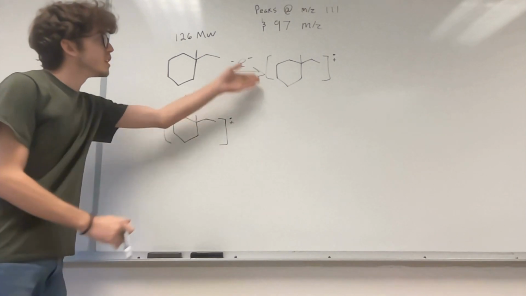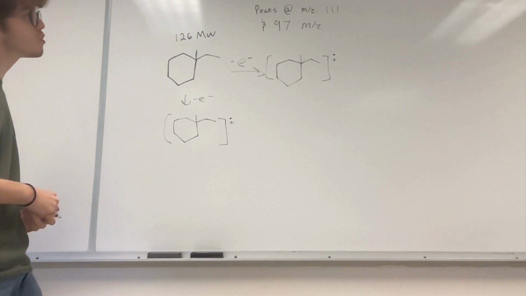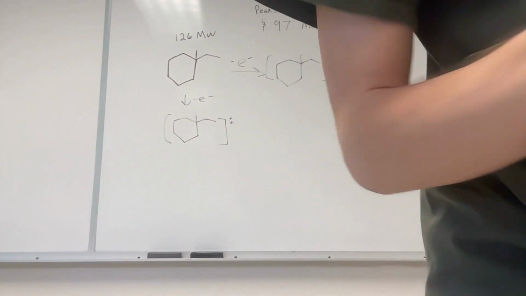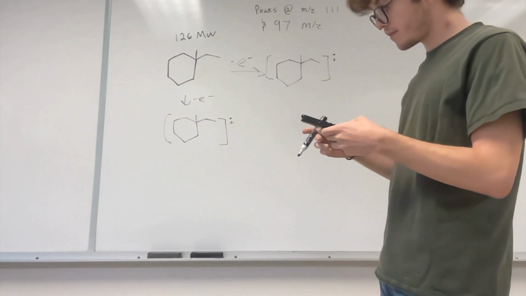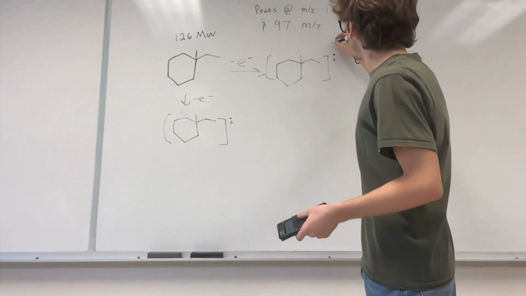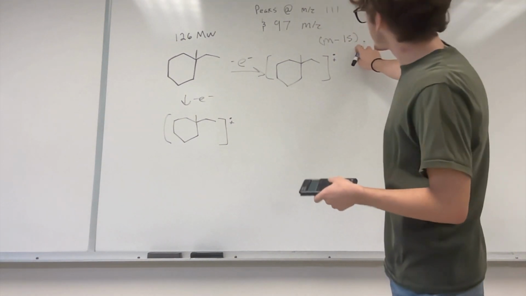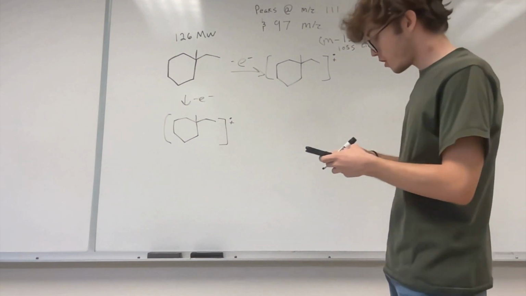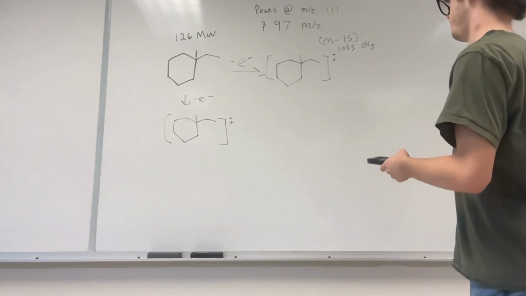Anywho, let's just draw one of them, because one's the loss of a methyl group, one's the loss of an ethyl. If we do some simple math here, 126 minus 111 gives us a difference, a loss of a methyl, M minus 15. That can also be expressed as loss of CH3, 12 coming from the carbon, the other 3 coming from the hydrogens.